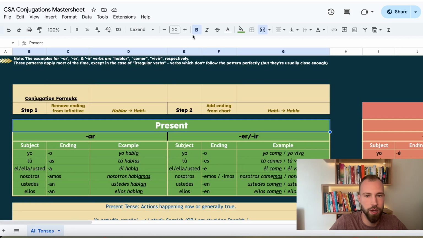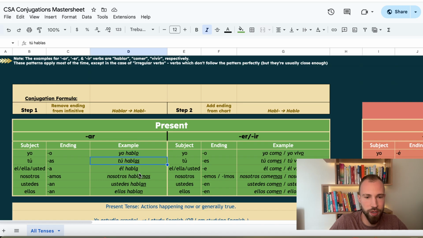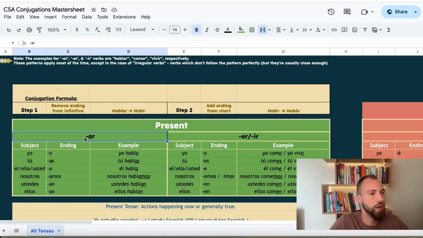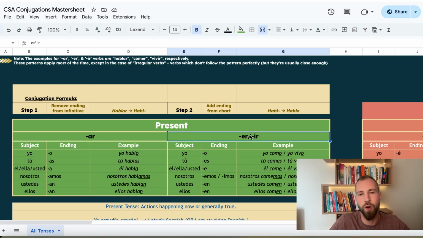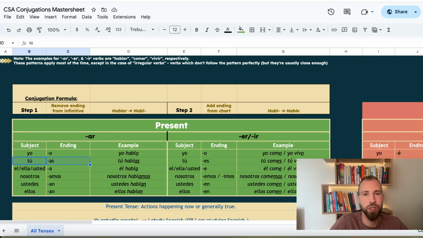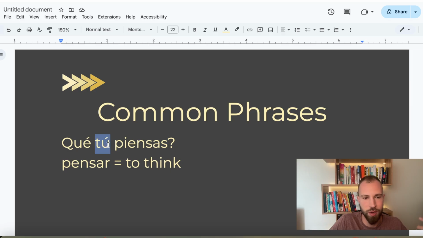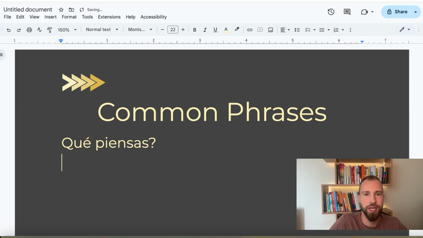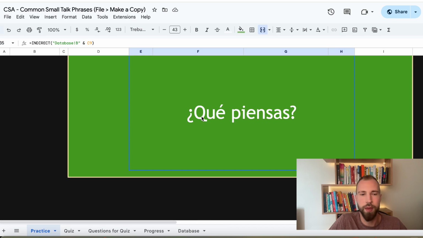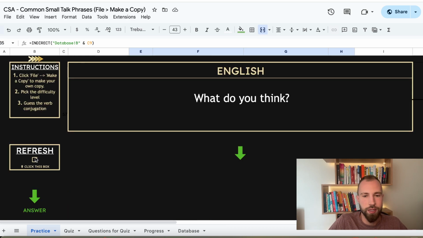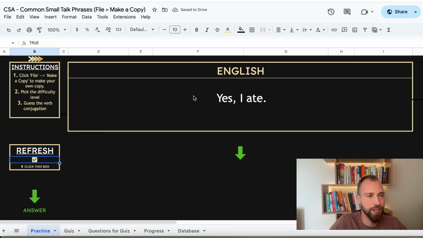If you come here, this is the present tense conjugation chart. For tú, we're not going to go into so many details right now, but just know that there's AR and then there's ER and IR verbs. AR has its own ending, ER and IR have their own endings. So in this case, pensar is an AR verb, so it's going to end with AS. So, ¿qué tú piensas? And in Spanish, you can just drop that tú. This is known as the subject. You can just drop it, and so it just becomes ¿qué piensas? ¿Qué piensas?